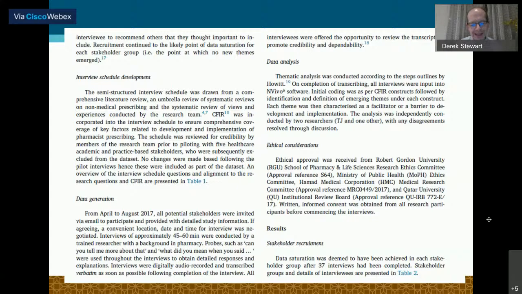There's really very little evidence to help guide the number that you need to get saturation. There is an approach that was published in a pain journal, a pain study that was done in Scotland a few years ago, trying to identify, using different approaches, when to stop doing interviews.